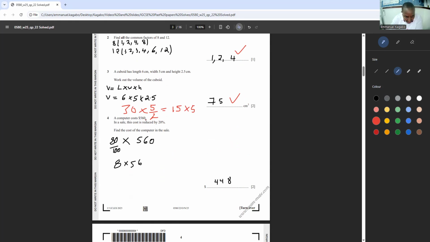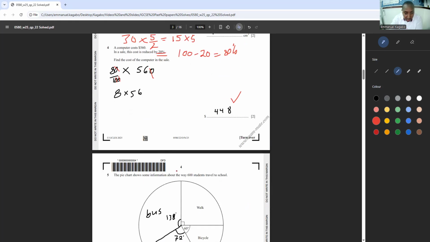A computer costs this. In a sale, when they are selling it, the cost is reduced by 20%. Initially, you had 100%, and then it is reduced by 20%. So you're losing 20%, and you remain with 80%. What cost is this 80%? You get 80 over 100 times 560, and by simplifying, cancelling this and that, you get 8 times 56, and when you multiply, you're going to get the answer. Okay, I hope we are together, right?